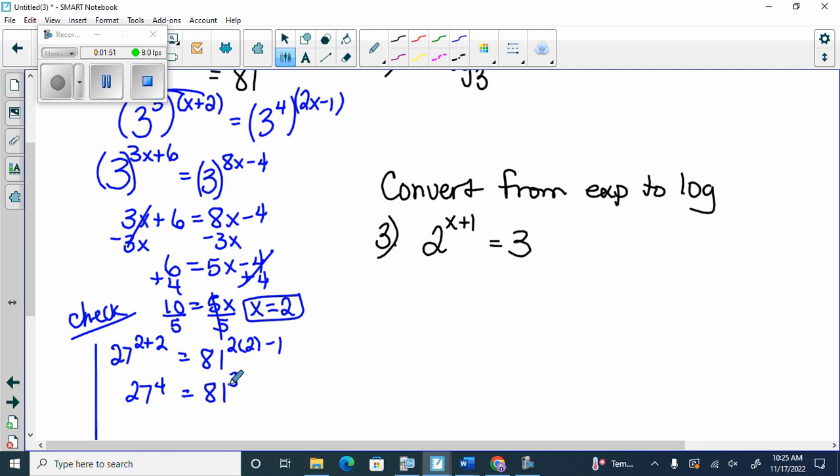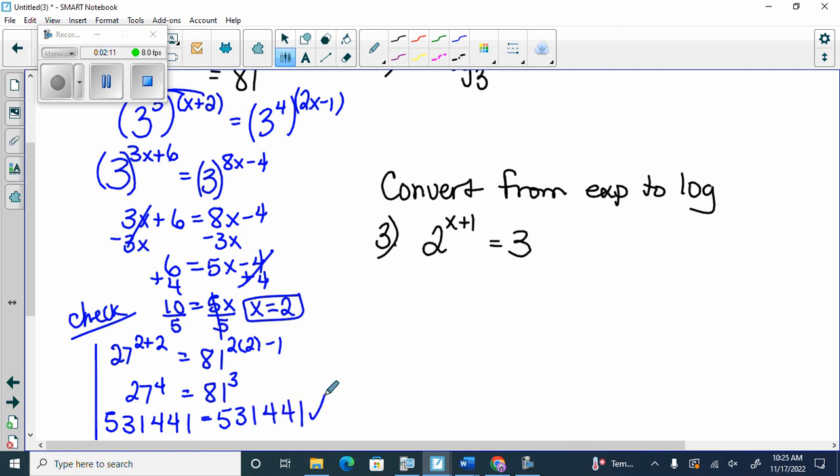So if I go 27 to the 4, both of them equal 531,441. So I checked it, it's good.